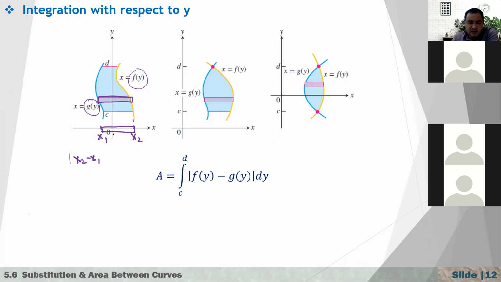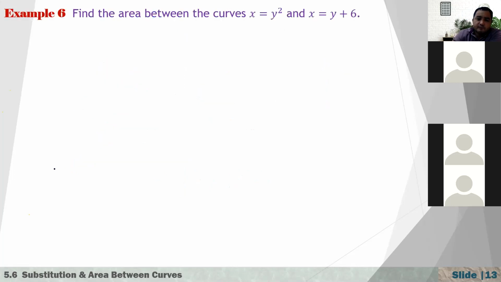So what is x2? X2 is the function on the right-hand side. That's why here we have f of y. And what is x1? It's the function on the left-hand side. That's why we have g. So we need to subtract the function on the left from the function on the right. This is how we determine the distance between 2 points on the x-axis.